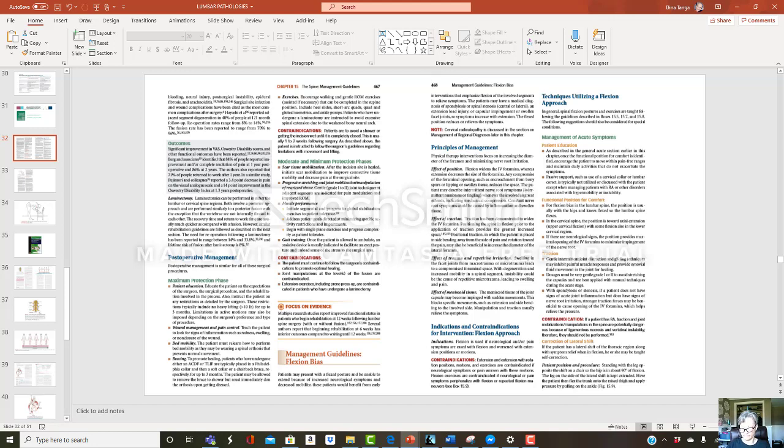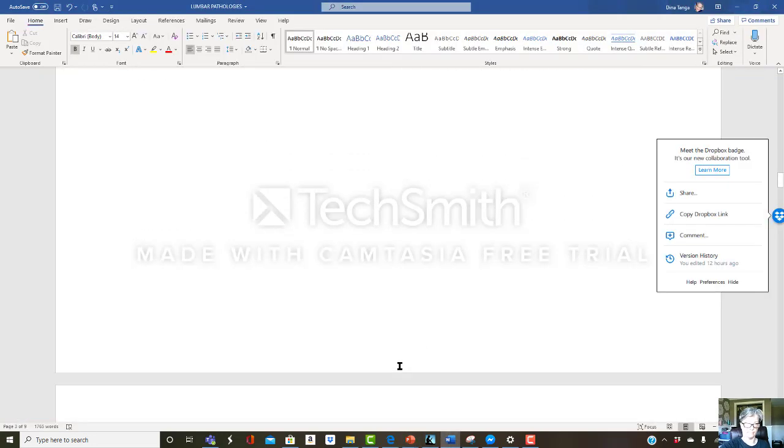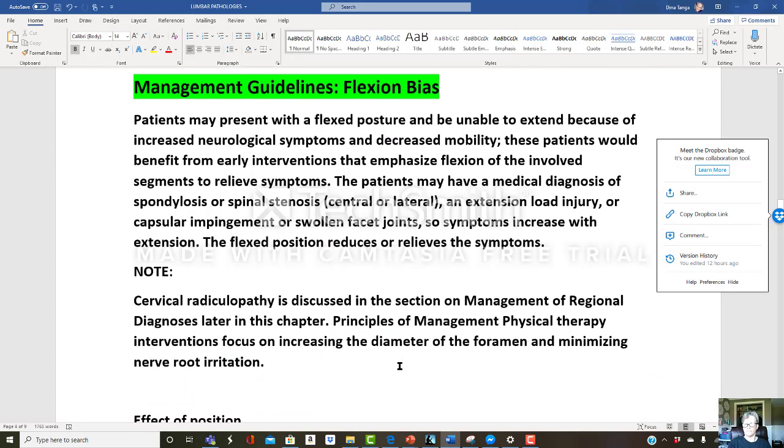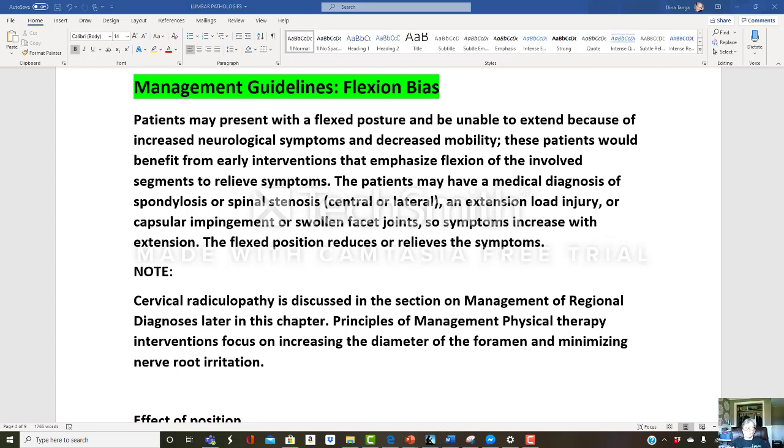Page 467-469, Management Guidelines. Flexion bias. Patients may present with a flexed posture and be unable to extend because of increased neurological symptoms and decreased mobility. These patients would benefit from early interventions that emphasize flexion of the involved segments to relieve symptoms. The patients may have a medical diagnosis of spondylosis or spinal stenosis, central or lateral, an extension load injury, or capsular impingement or swollen facet joints, so symptoms increase with extension. The flexed position reduces or relieves the symptoms.